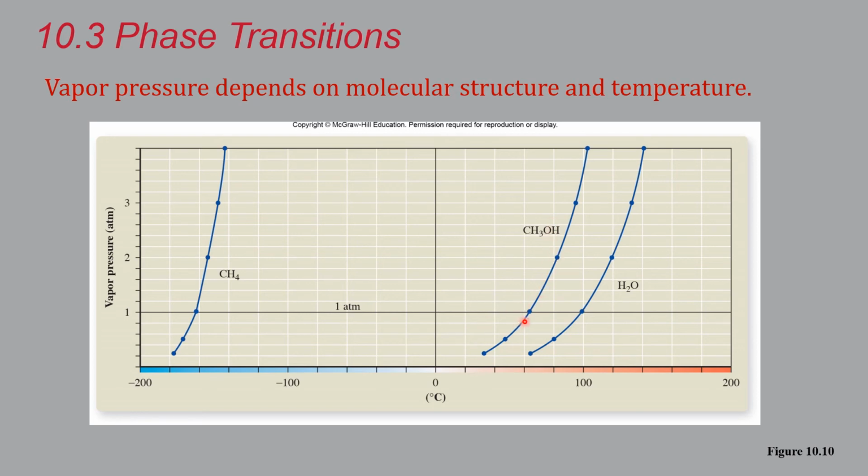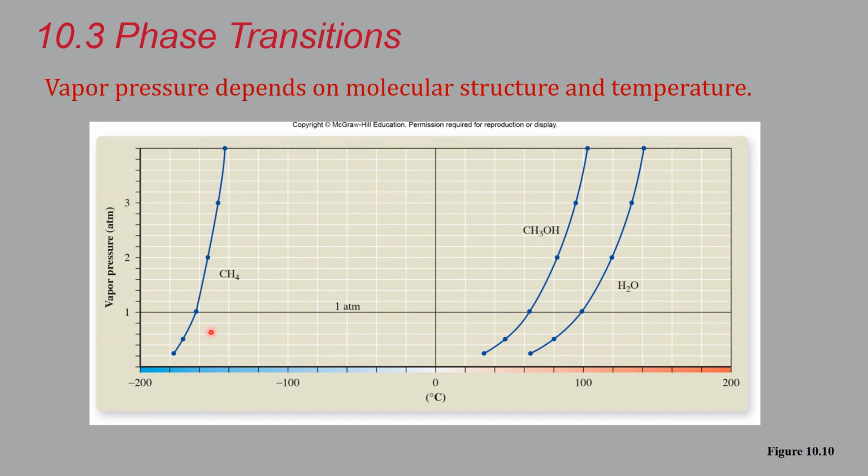Methanol, on the other hand, requires a temperature of, so this would be 40, 60, 80, let's call it 82 degrees Celsius. And water doesn't get that pressure until 100 degrees Celsius. So the methane required by far the least temperature, the least amount of thermal energy to get that many molecules in the gas phase. Water took the highest, and methanol is in the middle and much closer to water than it is to methane.